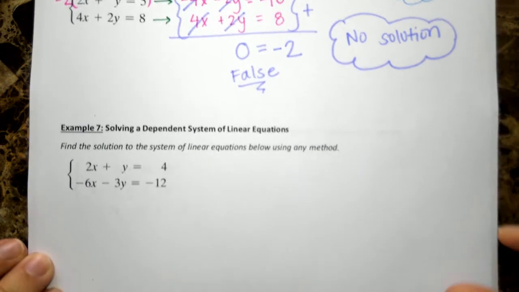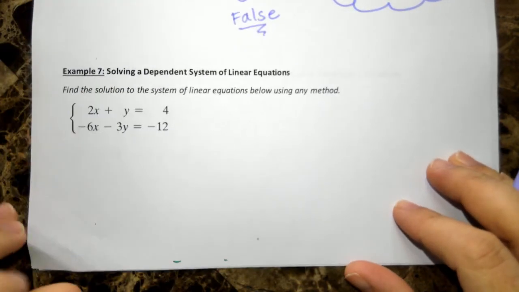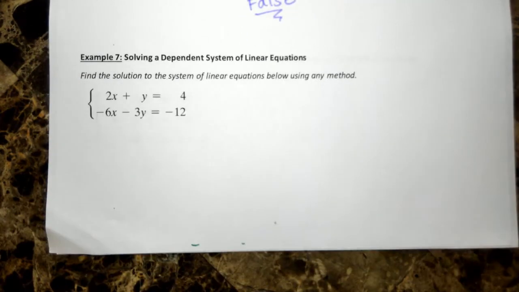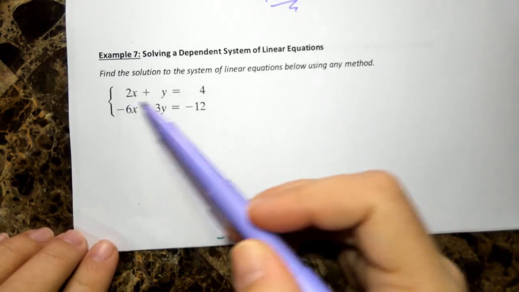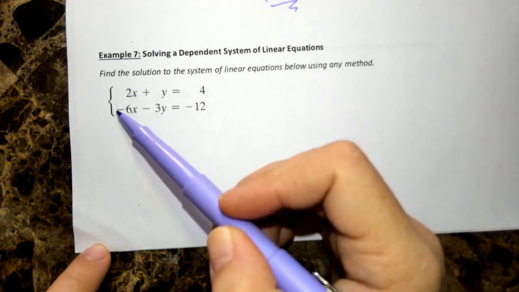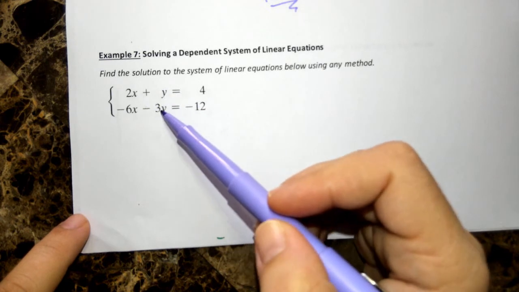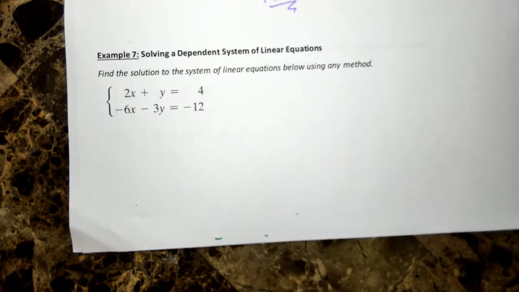All right, and then example number 7, we want to find a solution to the system of equations. So let's go ahead, and I'm going to still use the elimination method. Right off the bat, everything's lined up. If I try to add up the two x's, 2 plus negative 6, that's not going to give me 0. 1y plus negative 3 is not going to be 0, that's going to be negative 2. So nothing's going to cancel out right off the bat.